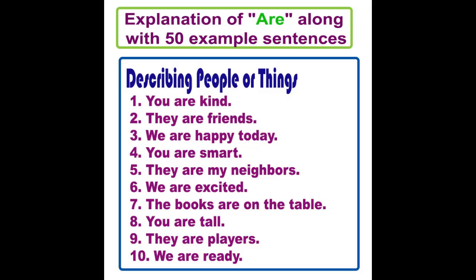50 example sentences using "are". Describing people or things. 1. You are kind. 2. They are friends. 3. We are happy today. 4. You are smart. 5. They are my neighbors. 6. We are excited. 7. The books are on the table. 8. You are tall. 9. They are players. 10. We are ready.